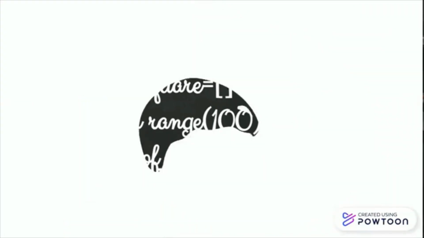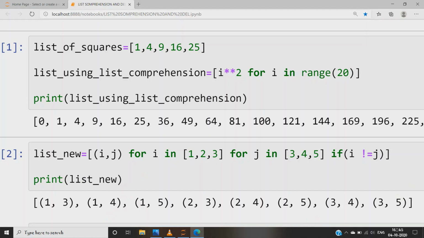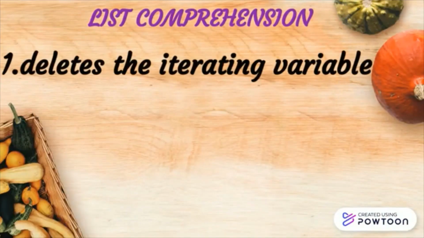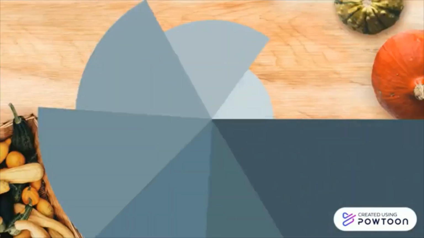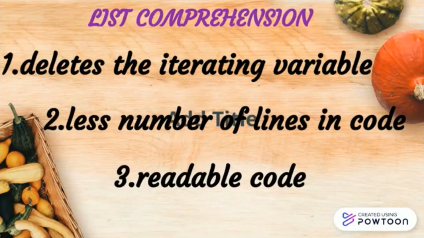Now, another feasible way to do this would be by using list comprehension. Here we say list of square equals i square for i in range 20 or 1000 or any number. Now, this doesn't only make it appear clean and simple, but it also does a lot of favor for the programmer by clearing the memory taken by the iterating variable i, which did not happen in the previous case.